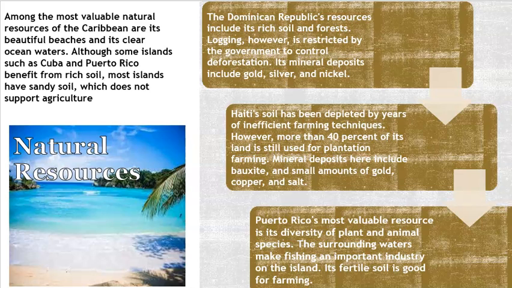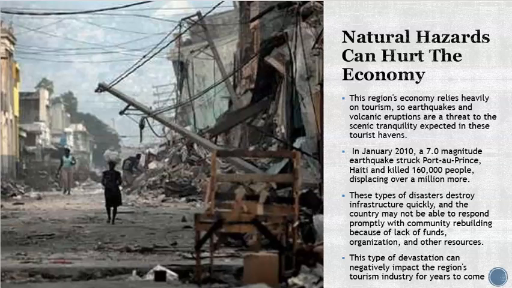It's important for you guys to know that the main natural resource of the Caribbean would be its beautiful beaches and clear ocean waters. Some of the islands benefit from rich soil, but most of the islands don't support much agriculture, especially those in the Bahamas, where those coral skeletons created the lands. There's not a whole lot of rich, fertile soil in those areas.